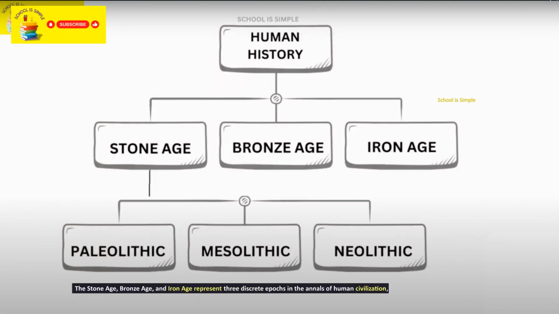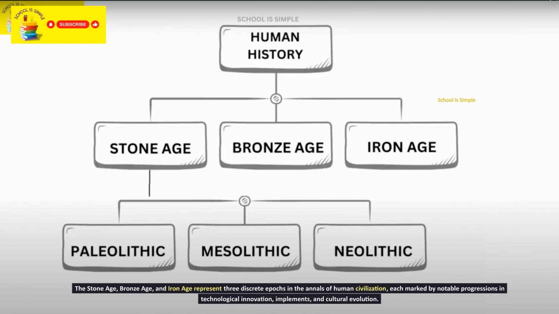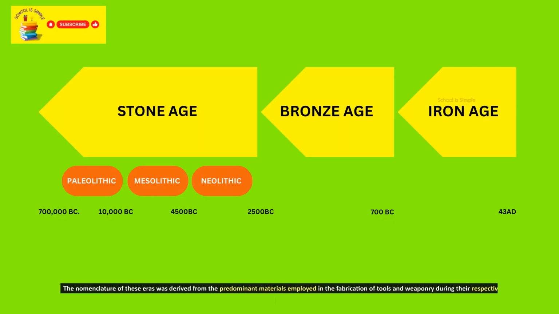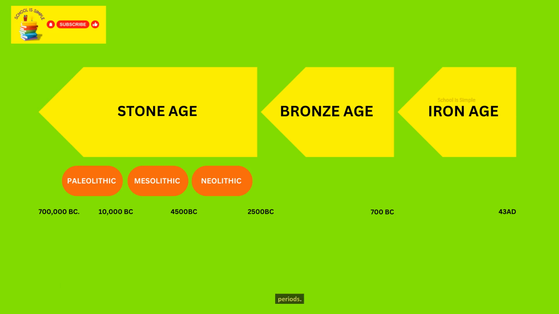The Stone Age, Bronze Age, and Iron Age represent three discrete epochs in the annals of human civilization, each marked by notable progressions in technological innovation, implements, and cultural evolution. The nomenclature of these eras was derived from the predominant materials employed in the fabrication of tools and weaponry during their respective time periods.